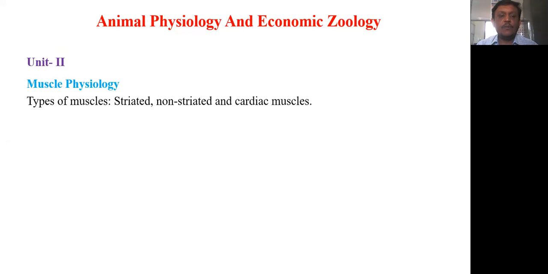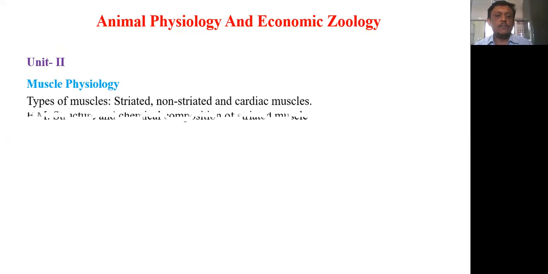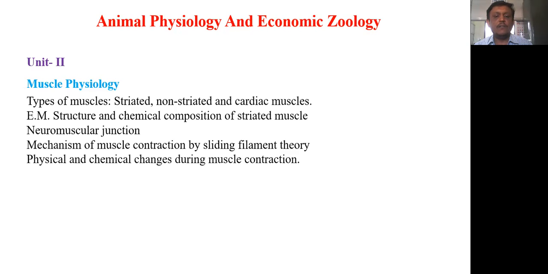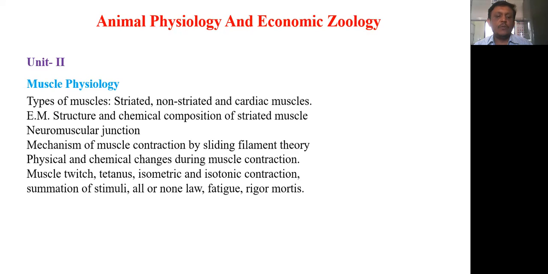Now, in this second unit, we are going to study types of muscles, including striated muscle, unstriated muscle, and cardiac muscles. Then, electron microscopic structure of muscles or striated muscles and chemical composition of striated muscle. Then, neuromuscular junction, mechanism of muscle contraction by sliding filament theory, then physical changes during muscle contraction and chemical changes during muscle contraction. Then muscle twitch, short notes on muscle twitch, tetanus, isometric and isotonic contraction, summation of stimuli, all or none law, fatigue and rigor mortis.